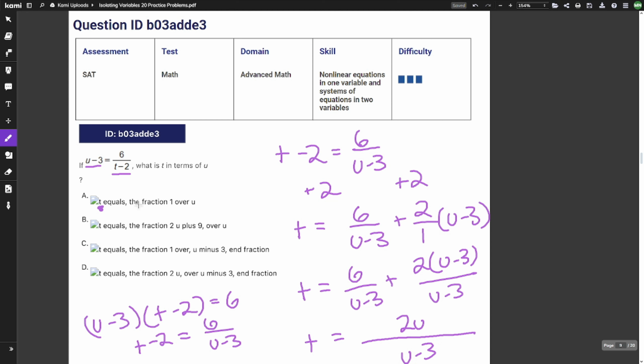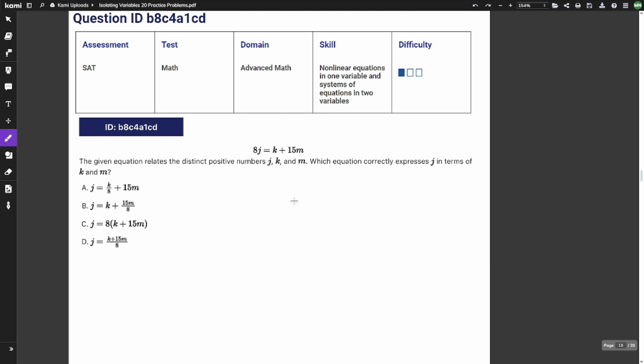Now let's look at our answer choices. The fraction 1 over u. We don't have a 1, so no. The fraction 2u plus 9. We don't have a 9, so no. The fraction 1. We don't have a 1, so no. And the fraction 2u over u minus 3. Our answer is D.